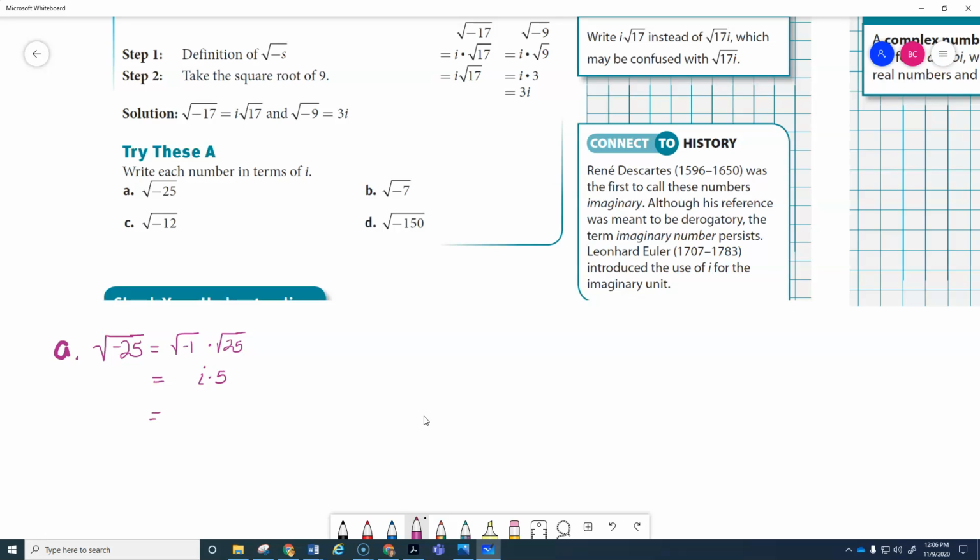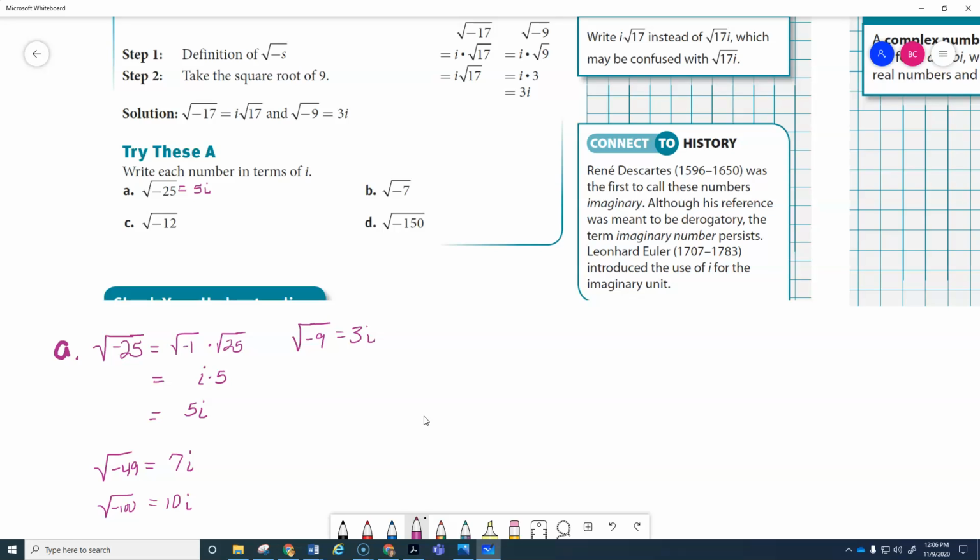Well, we have a proper way to write that, and normally we put the constant, or the number, in front, and the i goes behind. So this becomes 5i. And it would be that way for any perfect square. The square root of negative 49 would be 7i. The square root of negative 100 would be 10i. So any number that's already a perfect square, the square root of negative 9 is 3i.